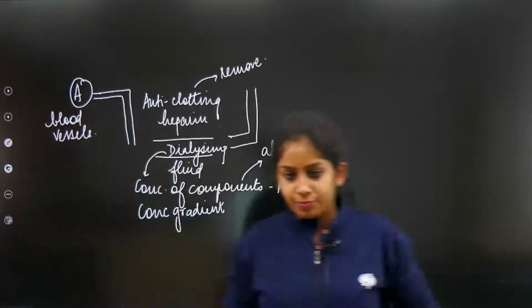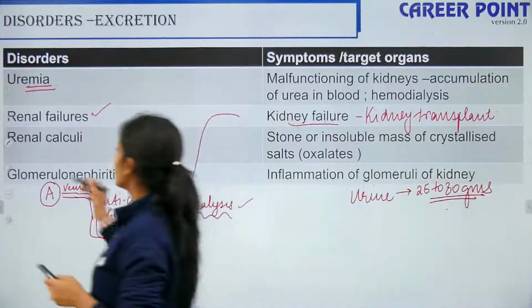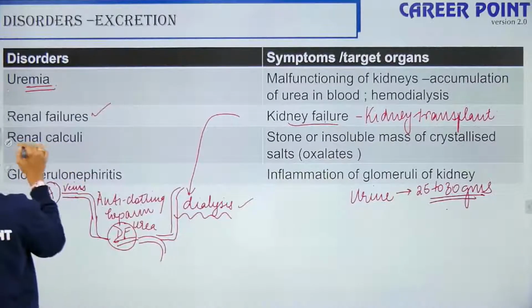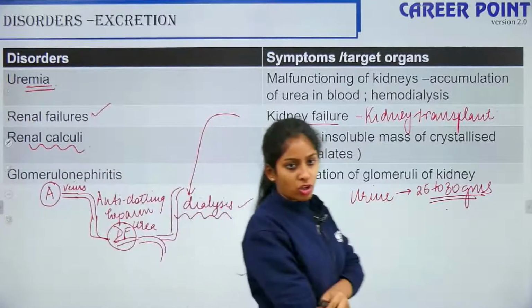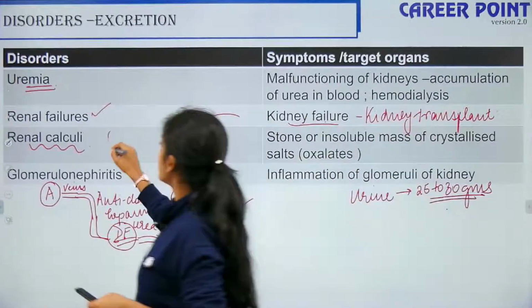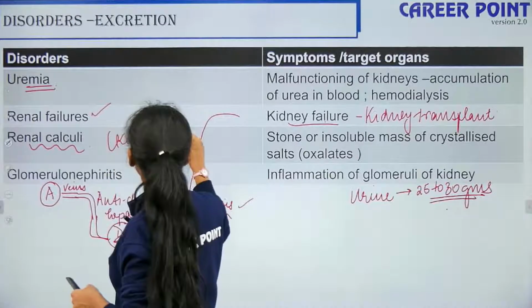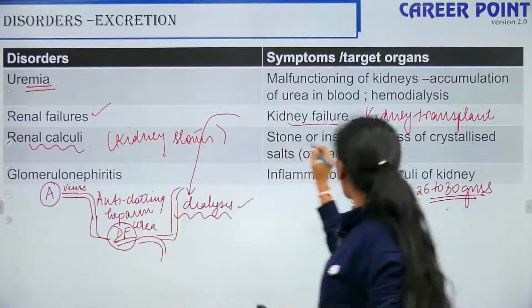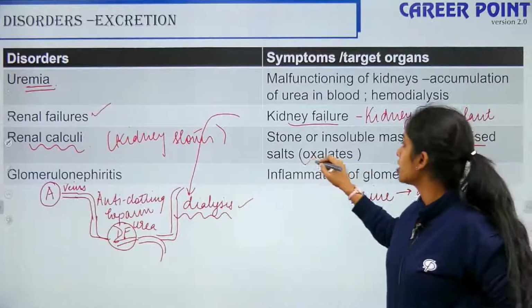Yes, fine. So moving forward, after that you have another disease known as renal calculi. Renal calculi is the kidney stone that we were talking about. So kidney stone is your renal calculi. Here you have deposition of insoluble mass of crystallite salts, which is also known as oxalates.